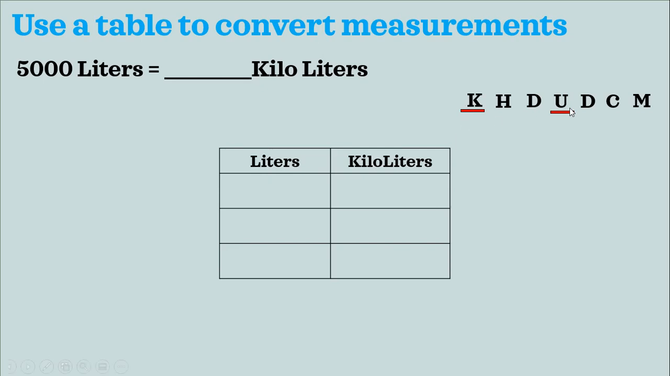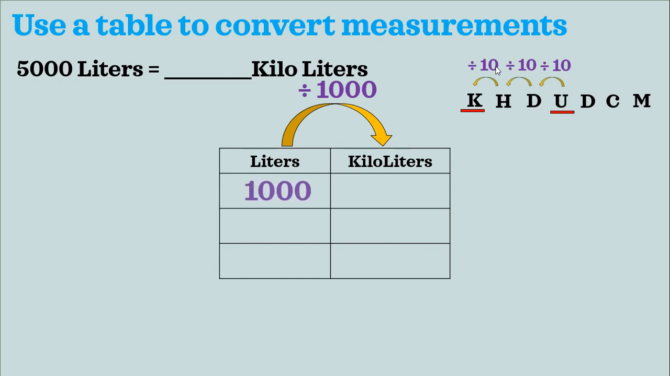Each time we go over in our metric system, we're going to be dividing by 10. 1, 2, 3. 10 times 10 times 10 is 1,000, so we're going to be dividing by 1,000. If we have 1,000 liters divided by 1,000 is 1 kiloliter. So 1,000 liters is the same as 1 kiloliter. 2,000 liters divided by 1,000 is 2 kiloliters. And 5,000 liters divided by 1,000 is 5 kiloliters. So 5,000 liters is the same as 5 kiloliters.